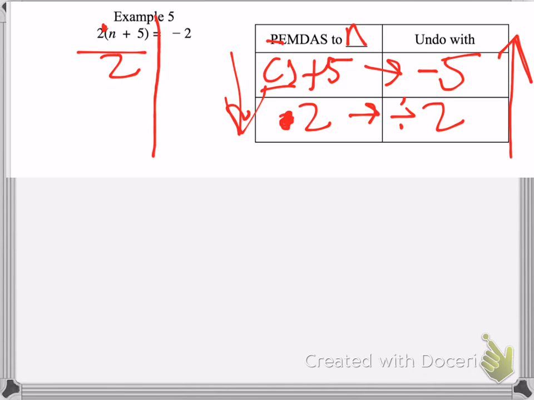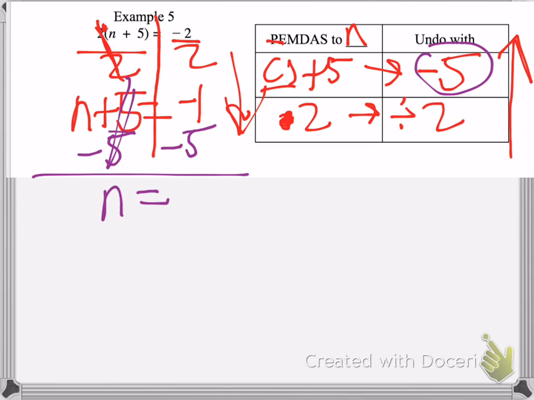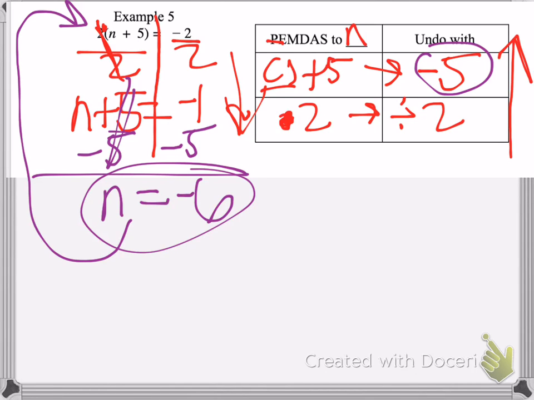So we'll divide by 2 over here. We'll divide by 2 over here. 2 divided by 2 is just 1. So then on this side, we're left with n plus 5. On my right side, I've got negative 2 divided by 2, which is negative 1. Then I will subtract 5 from both sides, because that's how I'm going to get n by itself. So minus 5 over here, minus 5 over here. The 5 minus 5 is 0. We don't need that. N equals negative 1 minus 5 is negative 6. There's my answer. I can check it by putting it back in for n.